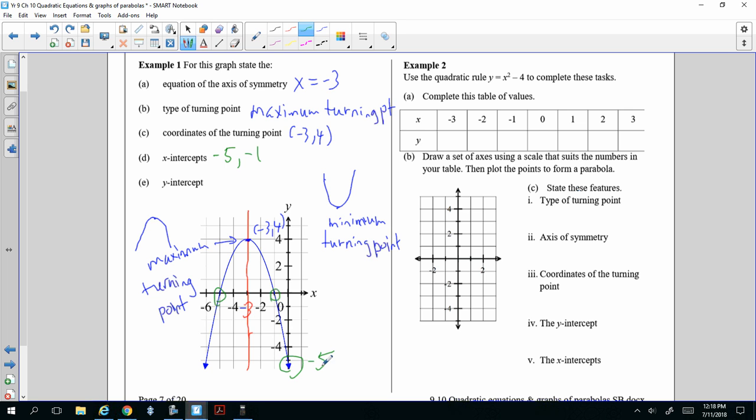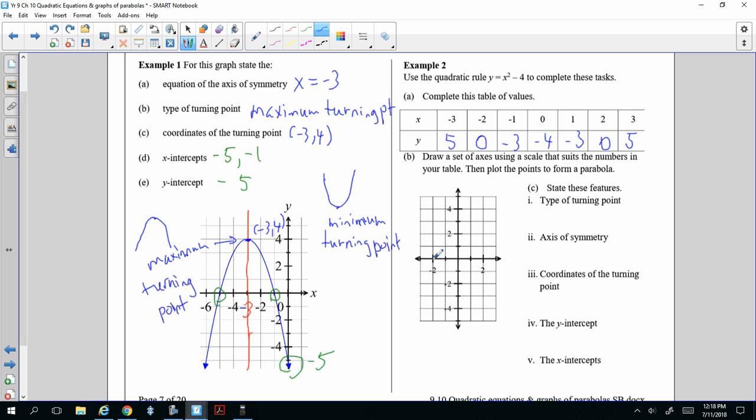It's very good. We're going to do another question, identifying all the features. Let's complete the table of values. Put in -3 squared, which is 9 minus 4 is 5. -2 squared, 4 minus 4 is 0. -1, -3, then 0, -4, and so on, 5. Can you plot the points? Let's go.